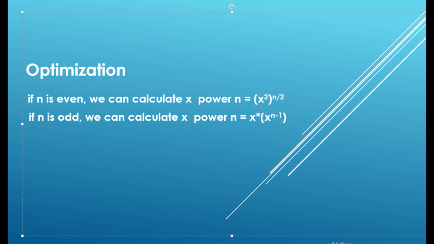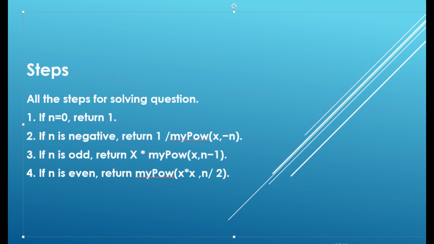Based on the observations, we can formulate a recursive approach. Let's see all the steps for solving the question. If n equals 0, return 1. If n is negative, return 1 divided by the mypow function, with parameters x and minus n. If n is odd, return x multiplied by the mypow function, with parameters x and n minus 1. If n is even, return the mypow function, with parameters x squared and n divided by 2.